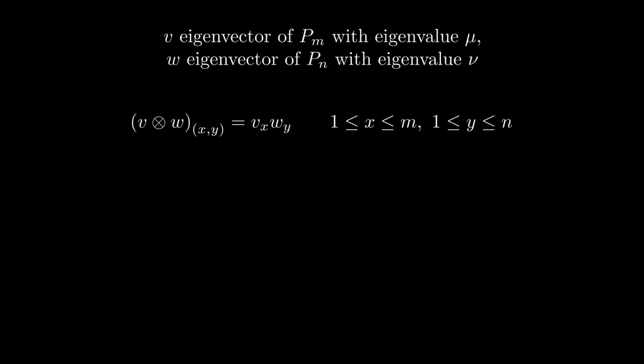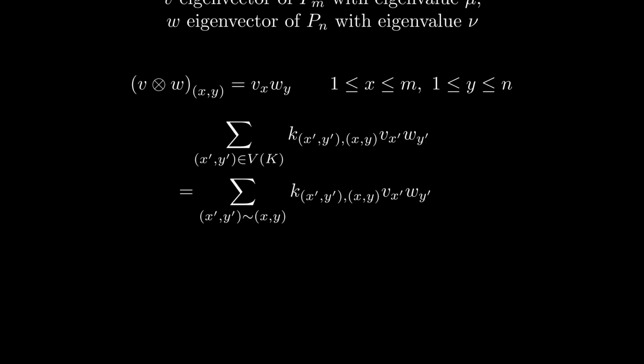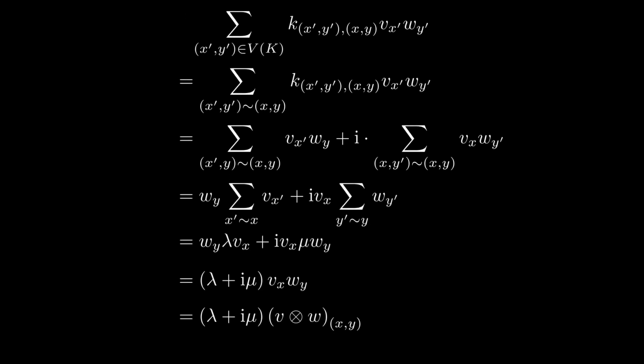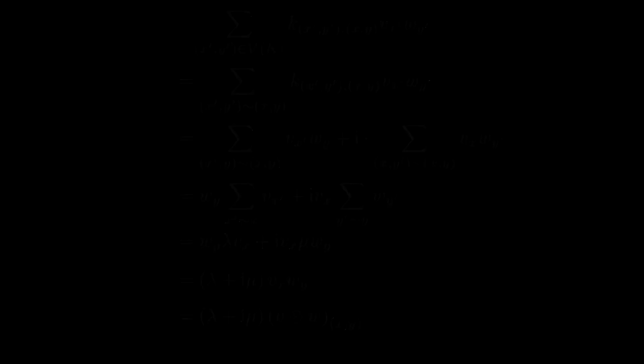Then, looking at the xy row of K multiplied with our vector v tensor w, we get the following expression, where we have equality because the term in the sum can only be non-zero if the vertices are adjacent. Now, accounting for the weights we apply to vertical and horizontal edges respectively, this simplifies to the following two sums. Each of the sums only depends on one of the variables, so we can pull the other one out and get that v tensor w is in fact an eigenvector with eigenvalue lambda plus i times mu.